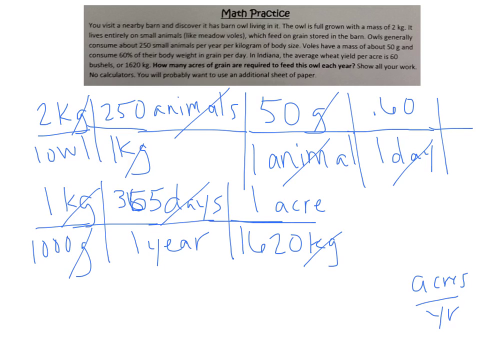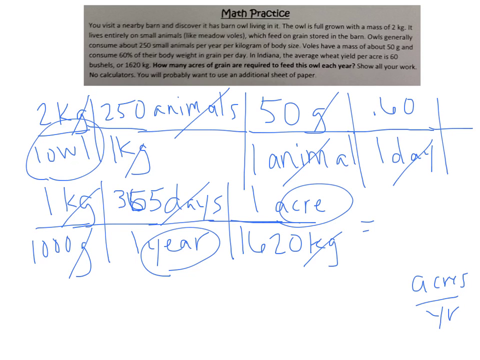We still have our owl left, which is good because we want to know acres per year per owl, which I can't fit in that space. And then if we keep looking, we have years here on the bottom and acres here on the top, and that's exactly what we need. So really we're done. I'm going to plug all this into the calculator to make it faster. You guys are going to do it all on paper.